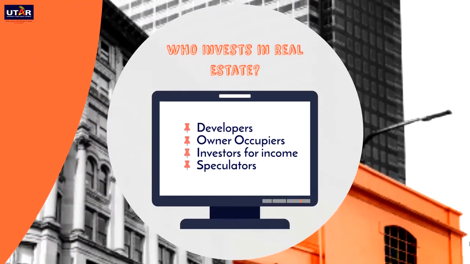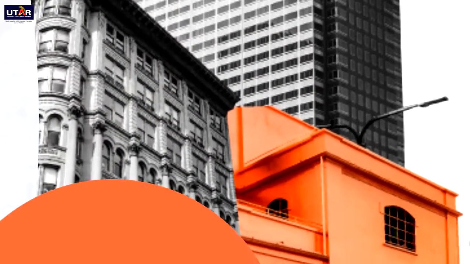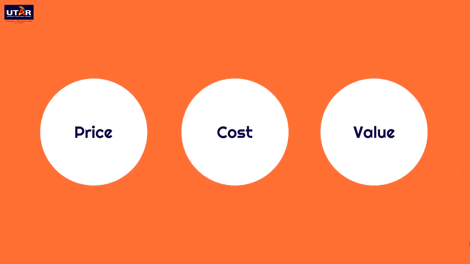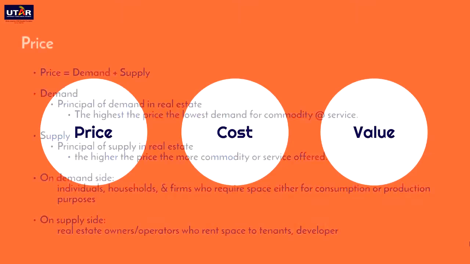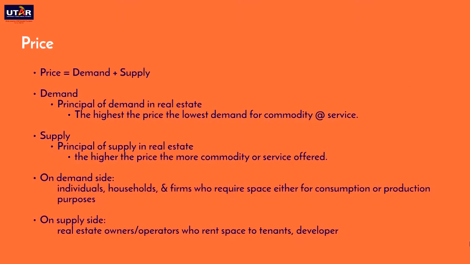Who will invest in real estate? We have developers, owner-occupiers, investors for income, and speculators. So how are price, cost, and value related? Price comes from demand and supply. In real estate, demand can be defined by the principle of demand: the higher the price, the lower the demand for the commodity. For the principle of supply, the higher the price, the more commodity or service offered.